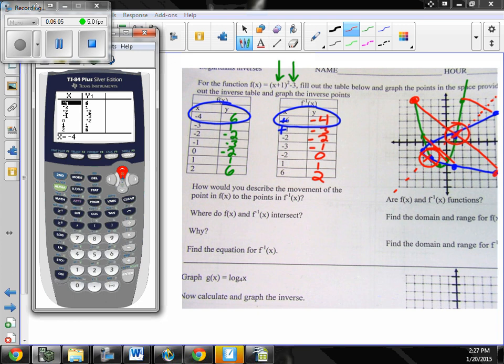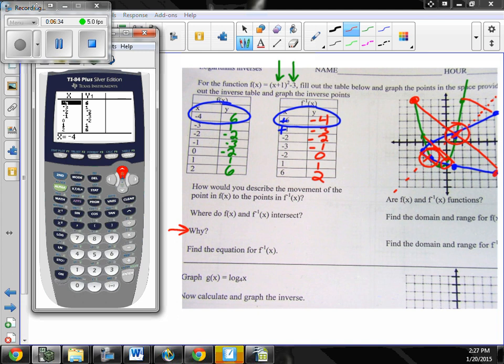Now, you might say, oh, they intersect right here, but do they really? Sometimes it will look like an intersection, but it's not really an intersection because of how it rotated, especially if you're a bad drawer. Okay, so why do they intersect on that line?